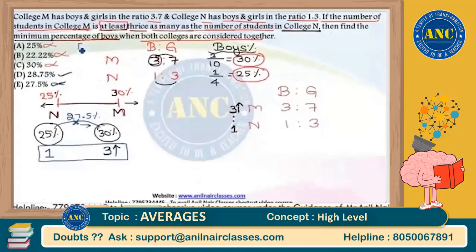But I will keep another option, sir. A smart student will get this doubt. I will keep another option, 29.3. Now the answer can be 28.75 or another valid answer is 29.3. How to identify which is the correct answer? This is a smart student's doubt.